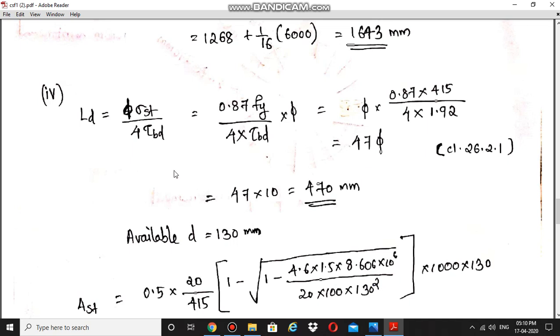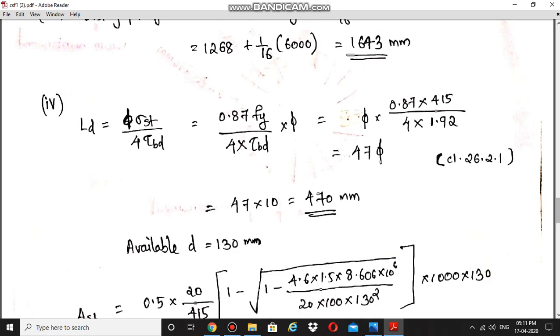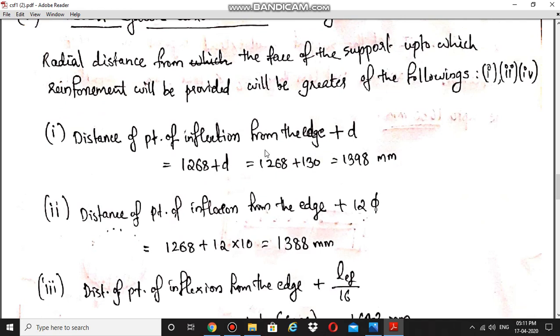For your information, I am explaining this also. In the case of HYSD bars, not plain bars, in the case of deformed bars, we have to increase the bond stress tau BD given in the IS code by 60 percent. That condition is given in the development length provision in the IS code. 1.2 is the bond stress in the case of M20 concrete, given in the table. So 60 percent more than 1.2 gives the value of tau BD for HYSD bar using M20 concrete, 1.92. You can refer to clause 26.2.1. We will get 47.5, so LD is 470 mm.